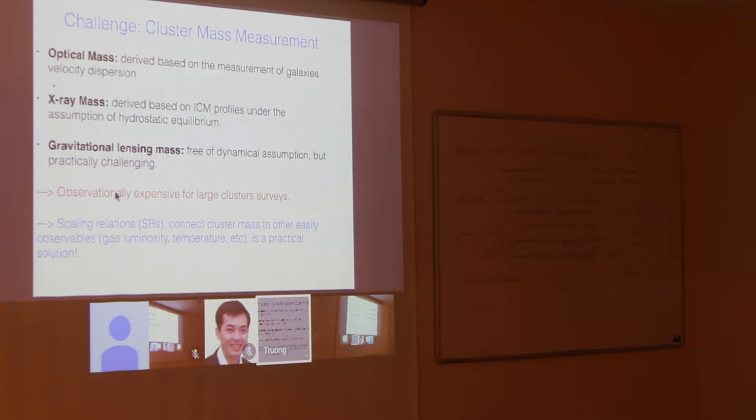So an alternative way to overcome this challenge is to use the so-called scaling relations, which are simply relations that connect the cluster mass to other easily observable quantities, like the intracluster medium luminosity, temperature, or any combination of them.